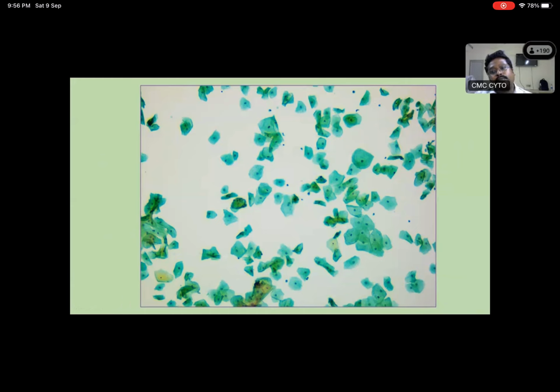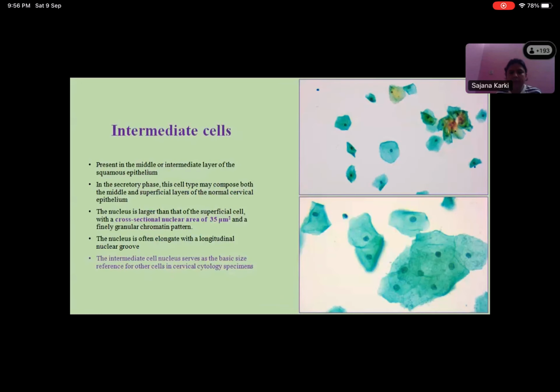These are intermediate cells. Why do you think they're intermediate cells? Folding of the cytoplasmic membrane, along with the size of the nucleus, a bit larger, and granular as well. Right. So when compared to the superficial cell, which had a very pyknotic nucleus, like this cell.